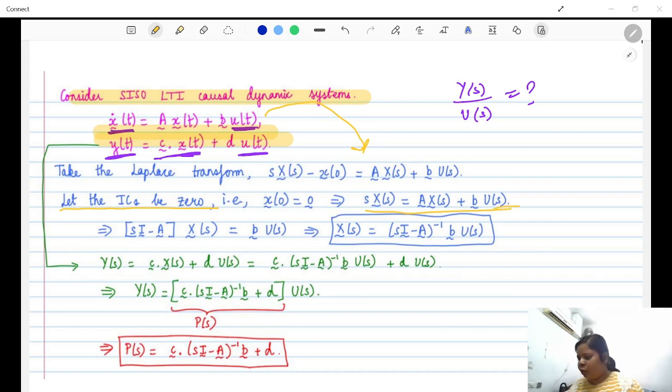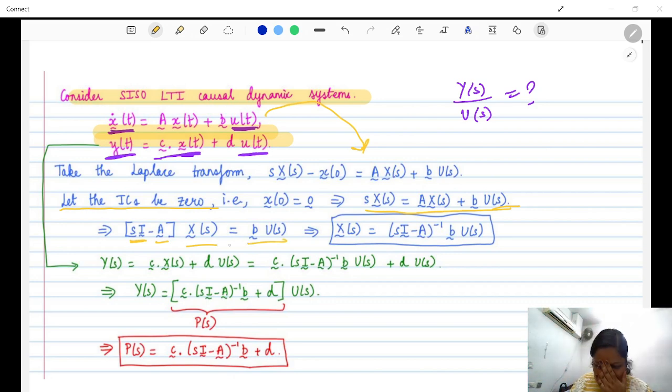Once you have this, what you'll do? You'll take X on one side. Now, when you take X on one side, A is a matrix. S is just a variable, the Laplace variable. So definitely you cannot perform subtraction between a variable and a matrix. There has to be some matrix operation over there. So this S is multiplied by the identity matrix. So (sI minus A) into X(s) is going to be equal to BU(s).